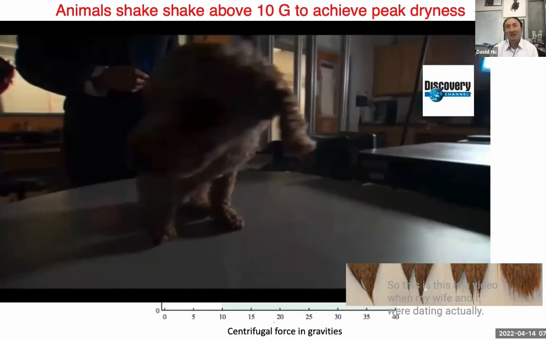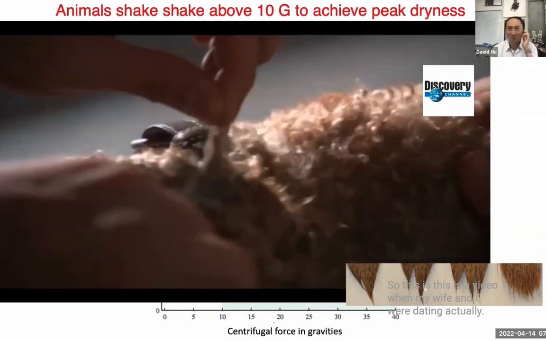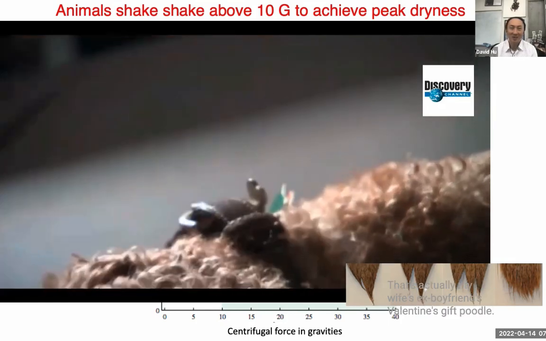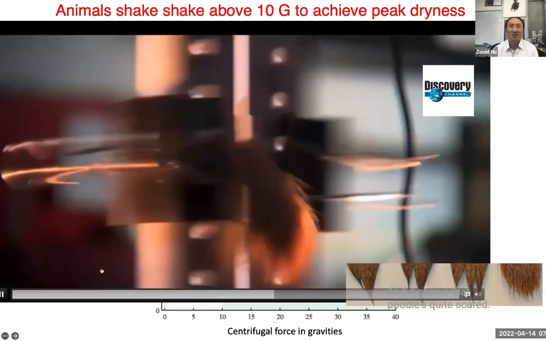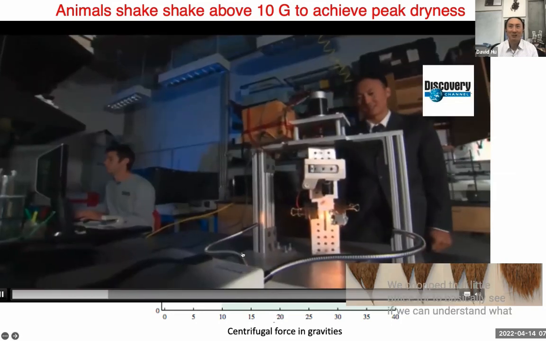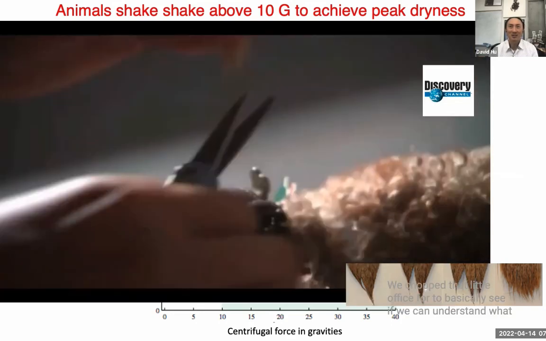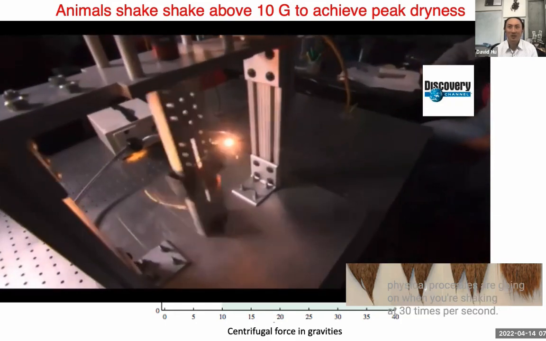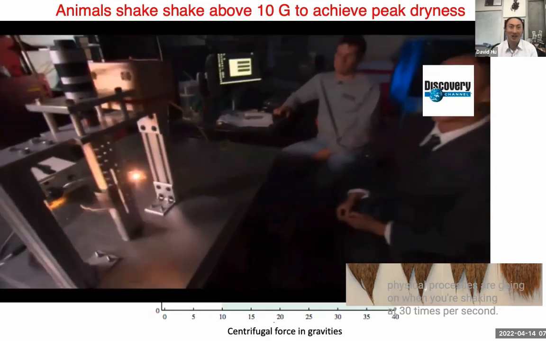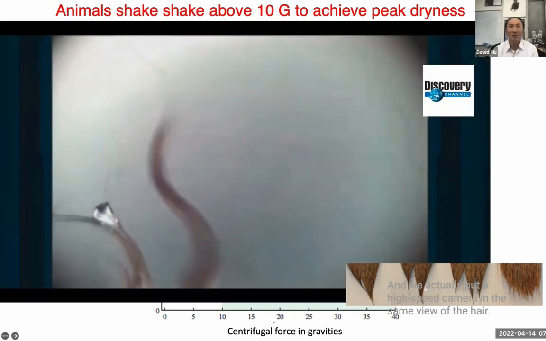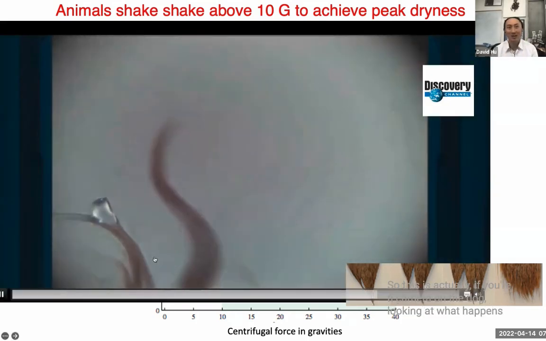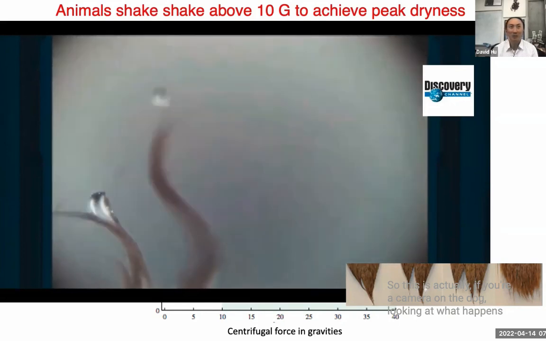So this is a video from when my wife and I were dating. Actually, that's my wife's ex-boyfriend's Valentine's gift, a poodle. And it shows the poodle's quite scared, but he's okay. We chopped a little off its fur to basically see if we can understand what physical processes are going on when you're shaking at 30 times per second. And we actually put a high-speed camera in the same view of the hair. So this is actually, as if you're a camera on the dog, looking at what happens.